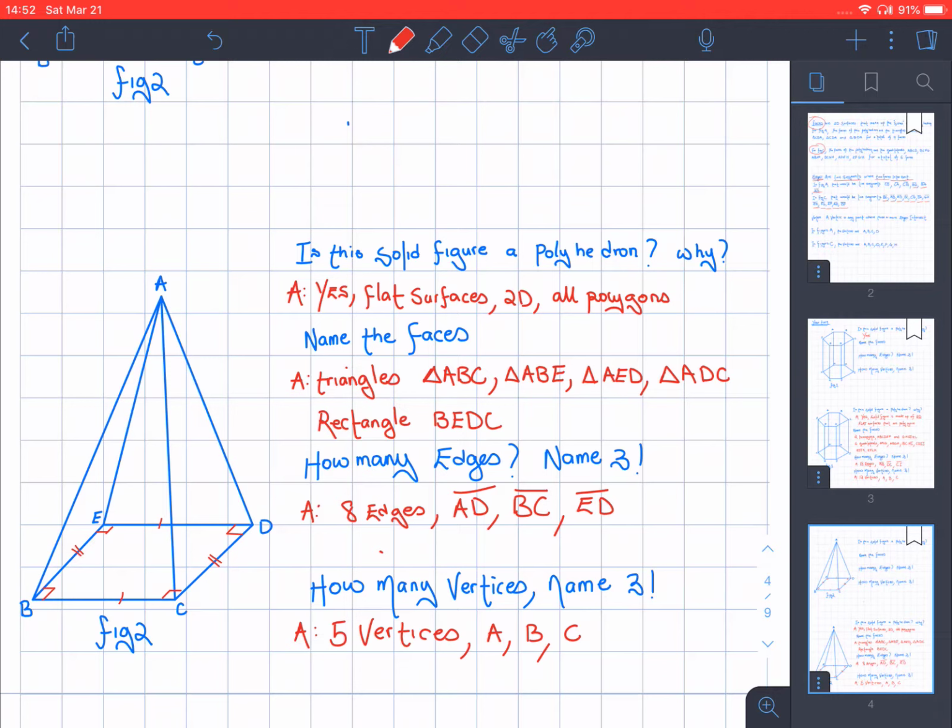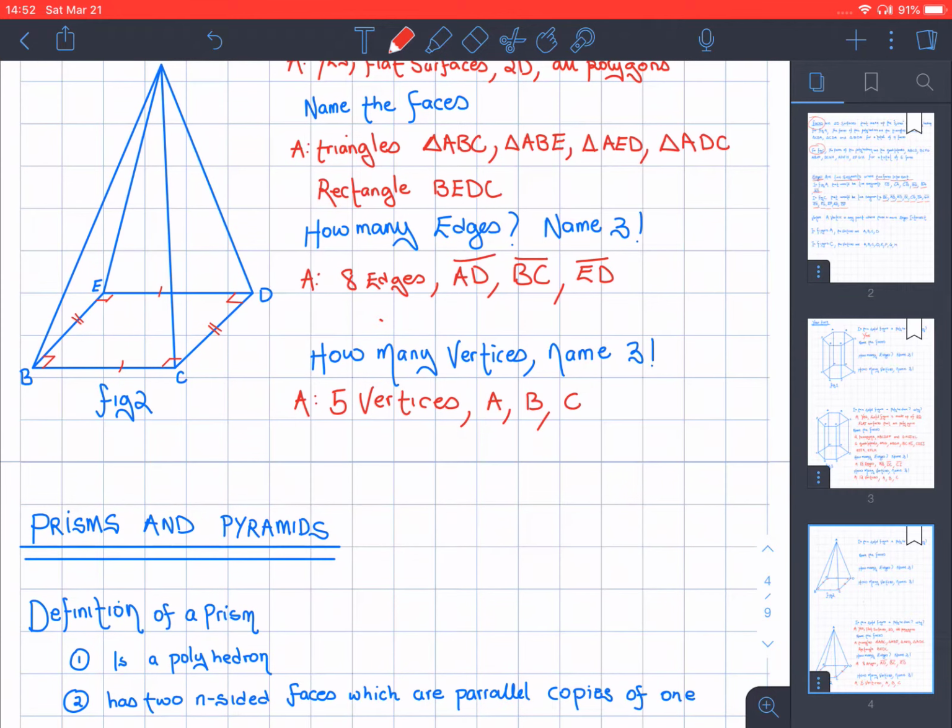The second thing is name the faces. Like we said, four triangles, my bad, up top, which are triangles ABC, ABE, AED, ADC, and then the rectangle that makes up the base of this polyhedron, BEDC. And then how many edges? Again, just counting all the lines. So there are 8 lines in total. So there's eight edges, and then naming some of them, which is AD, BC, and ED.